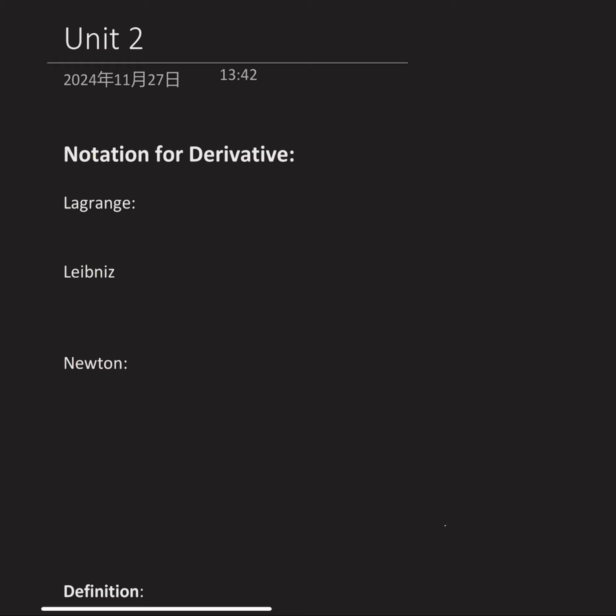This is Unit 2 about derivatives. So let's talk about the notation for derivative. There are three, one from Lagrange, one from Leibniz, and one from Newton. The notation for Lagrange is f prime of x. The notation from Leibniz is dy dx. The notation for Newton is y, and there's a dot on top of the variable. These two you'll see most commonly. And this one is uncommon in calculus, but common in physics.